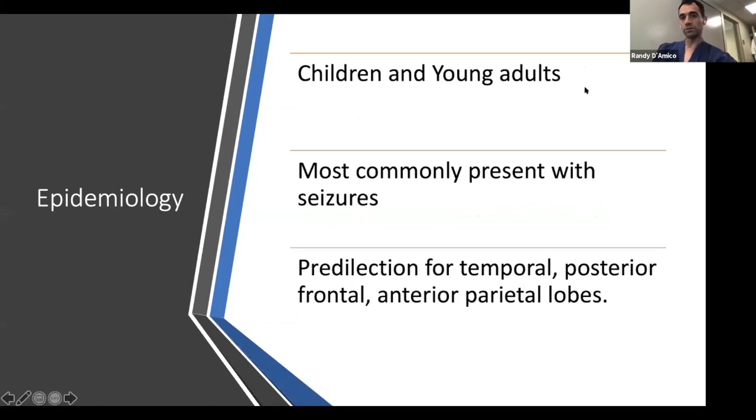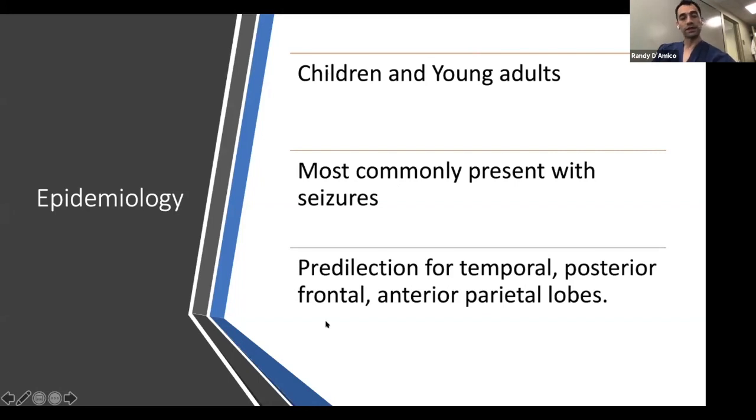The epidemiology is important to understand. We talked a little bit about it on the last slide. But astrocytomas, or lower grade astrocytomas, we'll talk about the grading system soon, primarily affect children and young adults. When you see them in older people, it means a worse prognosis. And we're going to talk a little bit about that as well.